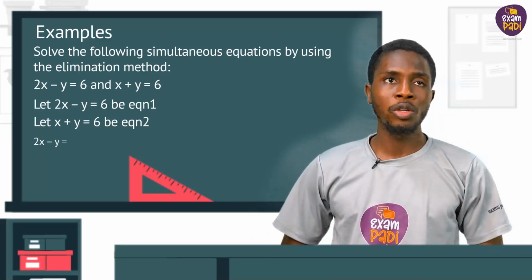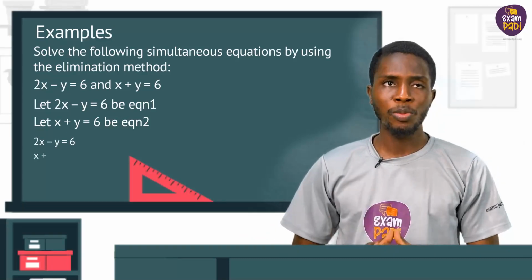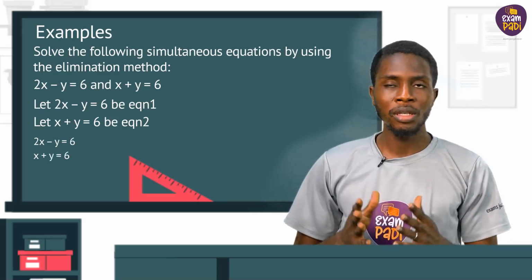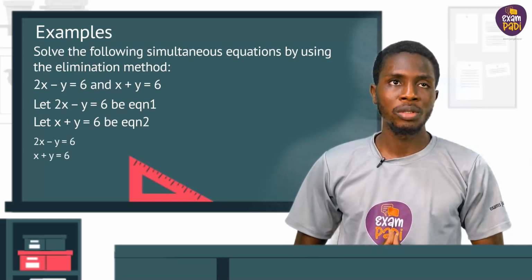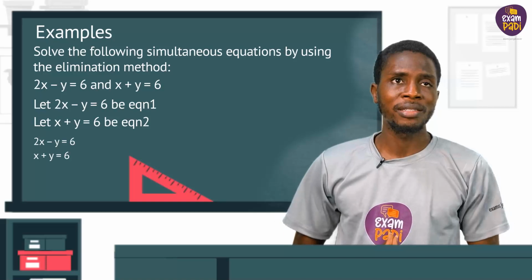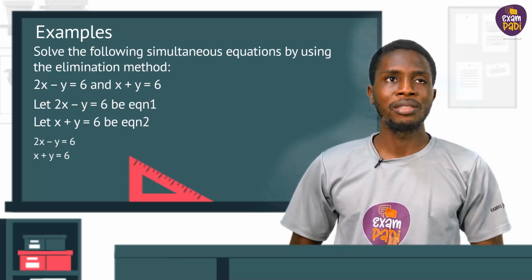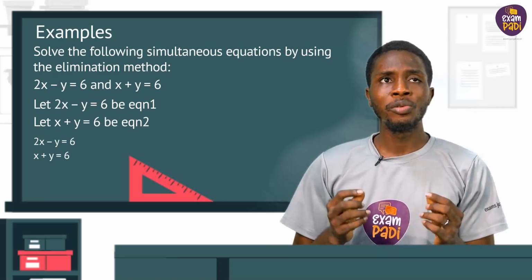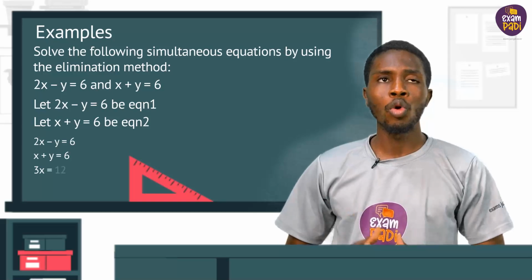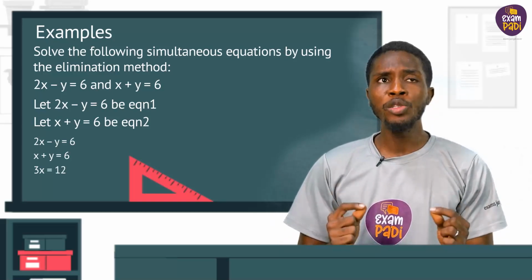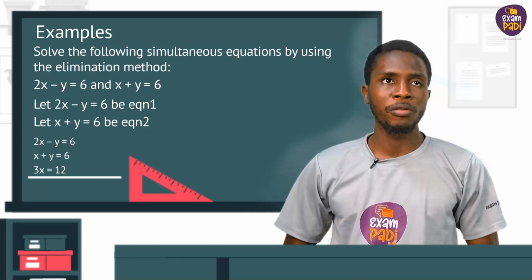2x minus y equals 6. x plus y equals 6. Equation 1 and 2. They both have different signs. Therefore, we add. And after adding, we have 3x equals 12. Now, how did we arrive at 3x equals 12?